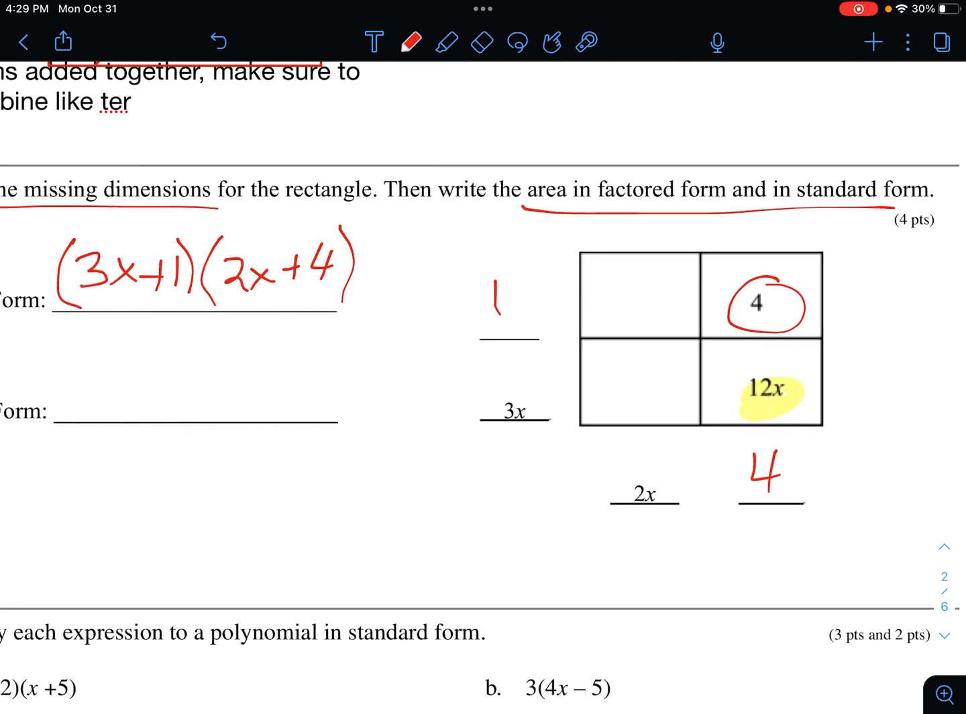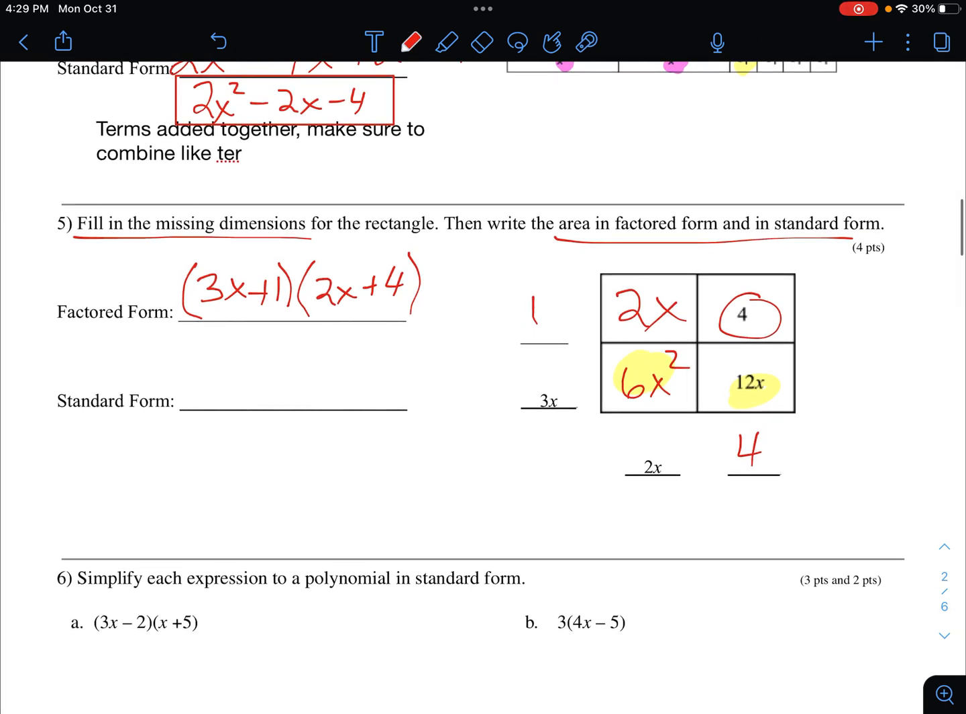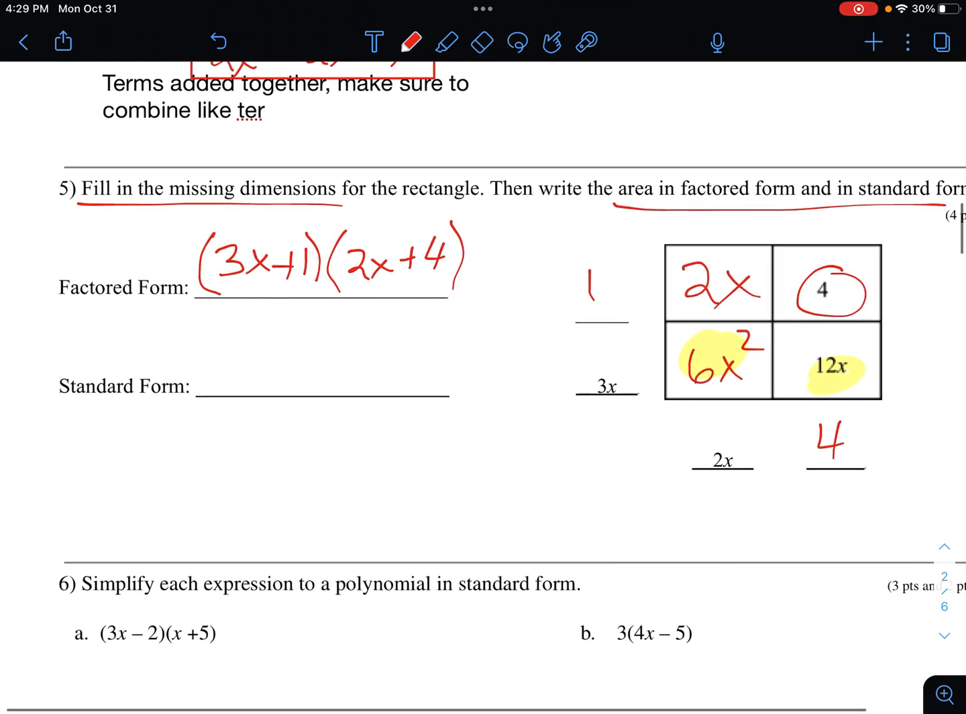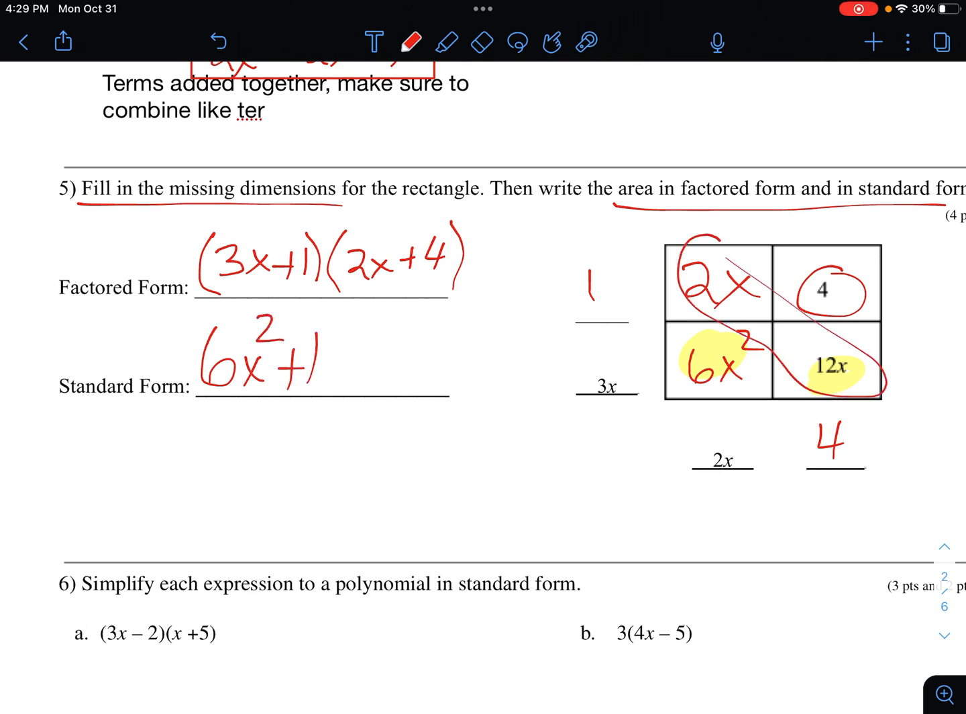Okay. Then I go through it. I can go ahead and fill in the rest of my box, right? So now to fill out this box here, I know I need to do 3x times 2x, which is going to give me 6x squared. Here I need to do, for this box, rather, I need to do 2x times 1, which is going to just give me 2x. Then I need to write it all out, right? Standard form, again, we add up the inside. So my standard form is going to be 6x squared, I can combine here, plus 14x, plus 4, and I'm finished.